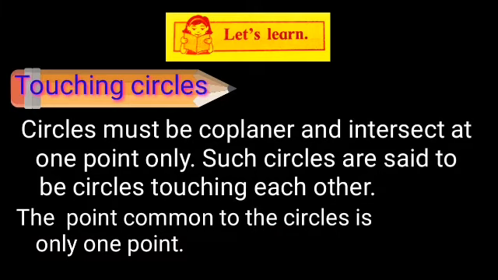Let us learn touching circles. Circles must be coplanar and intersect at one point only. Such circles are said to be circles touching each other. The point common to the circles is only one point.